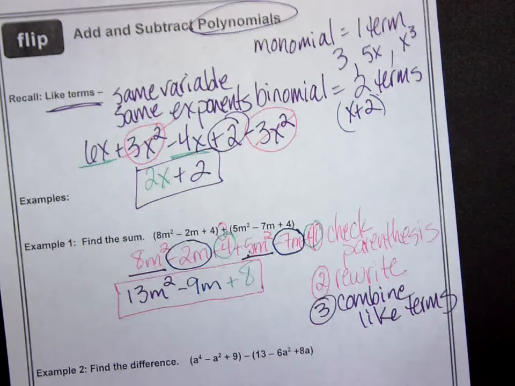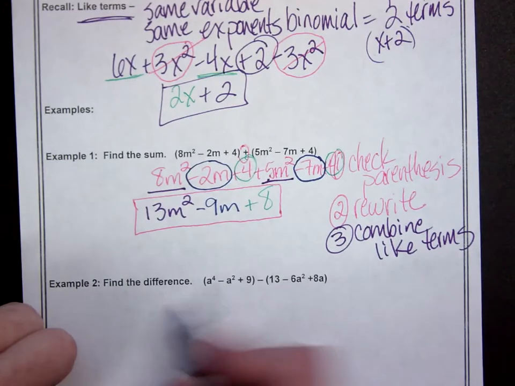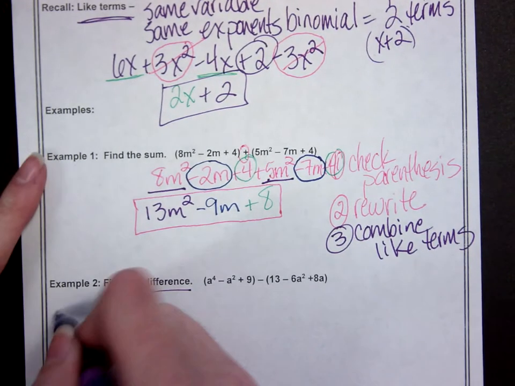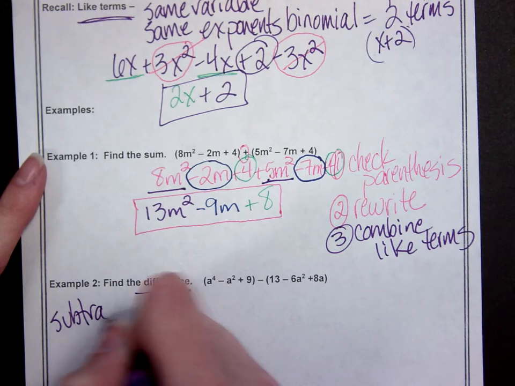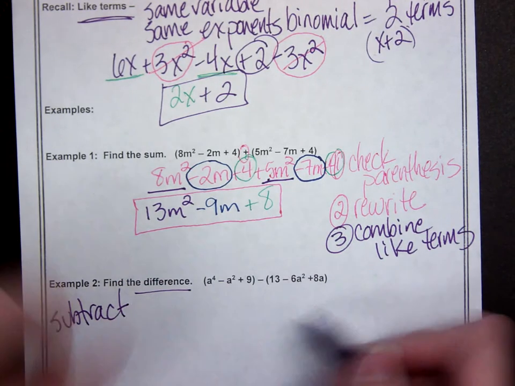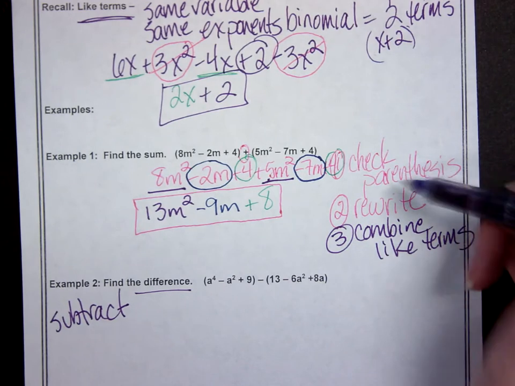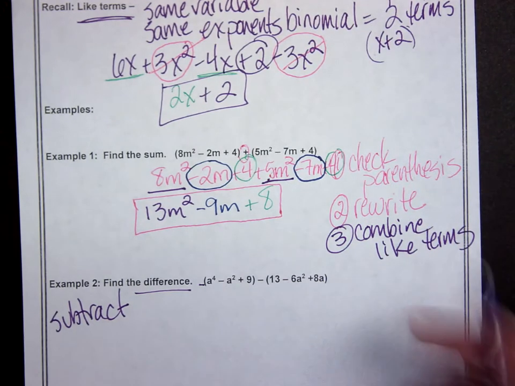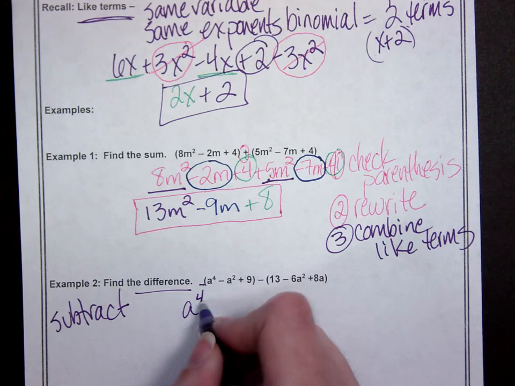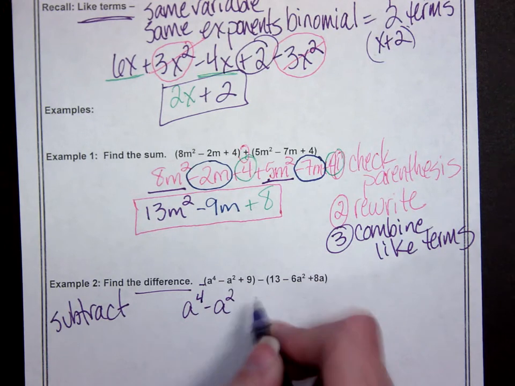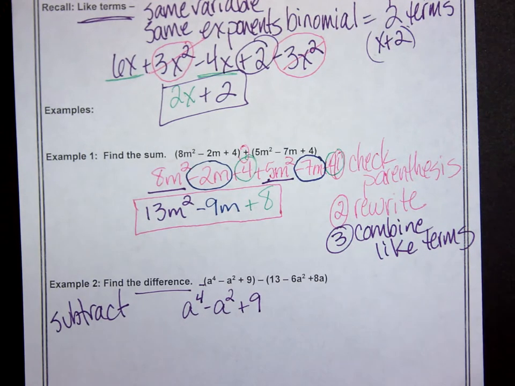Example 2 says to find the difference. And again, difference means we're subtracting. And order matters. We're going to follow the same steps, check the parentheses. There's nothing up front here, so I'm just going to write a to the 4th minus a squared plus 9.